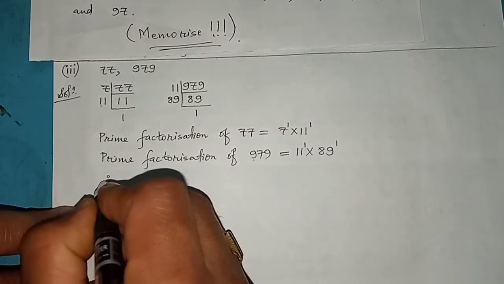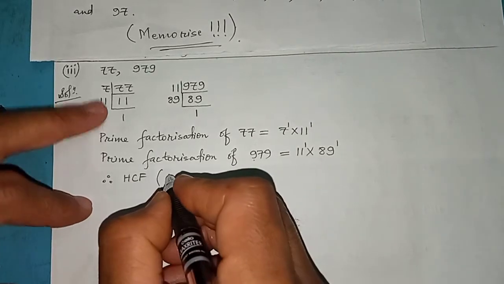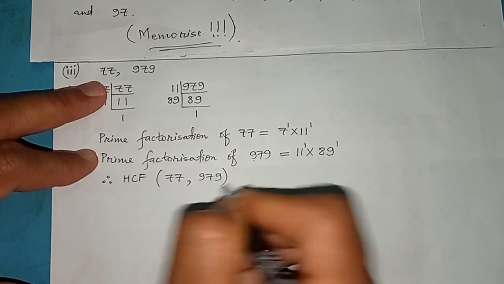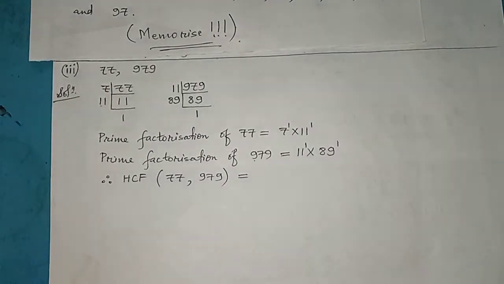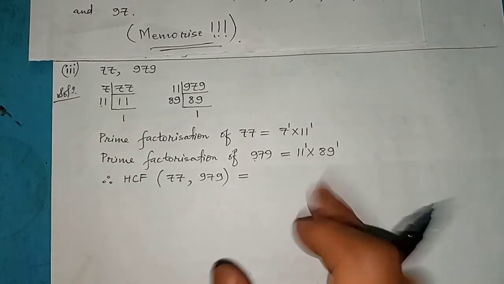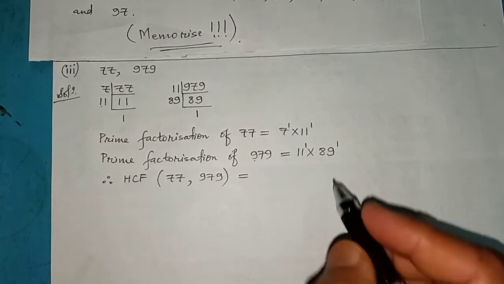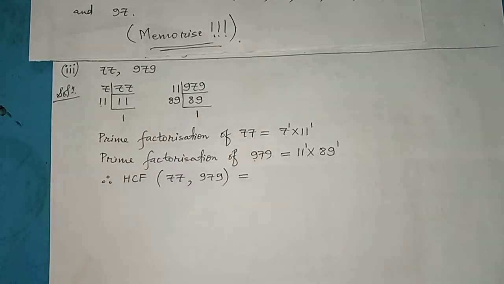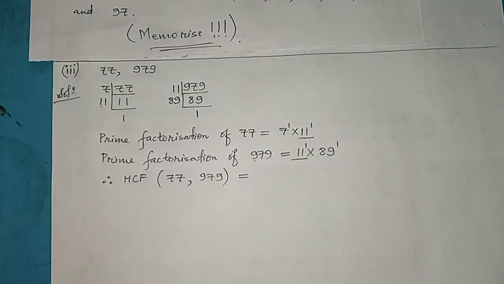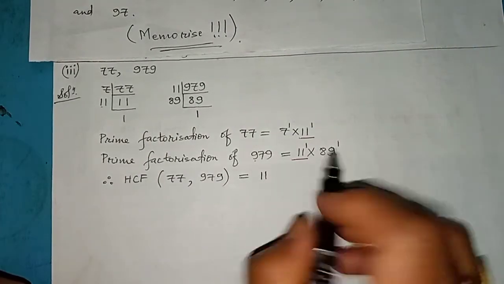Now we'll find the HCF and LCM. First we'll find the HCF. Therefore, the HCF of 77 and 979, means the HCF of these two given numbers. HCF means the product of all the common prime factors with the lowest power. The common prime factor here is only 11. 11 is the only common prime factor.